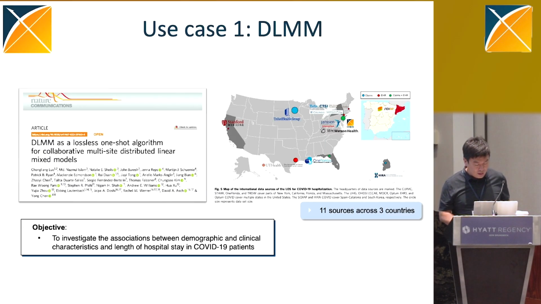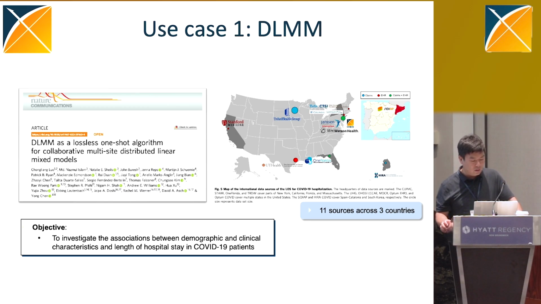So the first use case is actually the very first OHDSI international study we did, working with Jenna very closely, led by Chongliang Luo. We have a linear model. It's very simple. It's a linear model to quantify the risk factors for the endpoint of length of stay. During the pandemic, we want to understand what risk factors are impacting the length of stay using an international study.